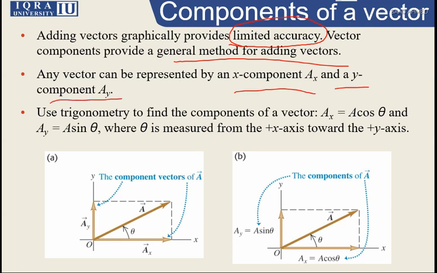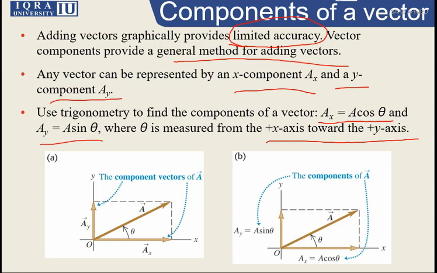We are going to use trigonometry to find the components of a vector: Ax is A cos theta, and Ay is A sin theta, where theta is measured from the x-axis towards the y-axis. These are simple mathematics and trigonometry formulas, and you must have heard and used these formulas before without knowing what they do in actual physics and real life.